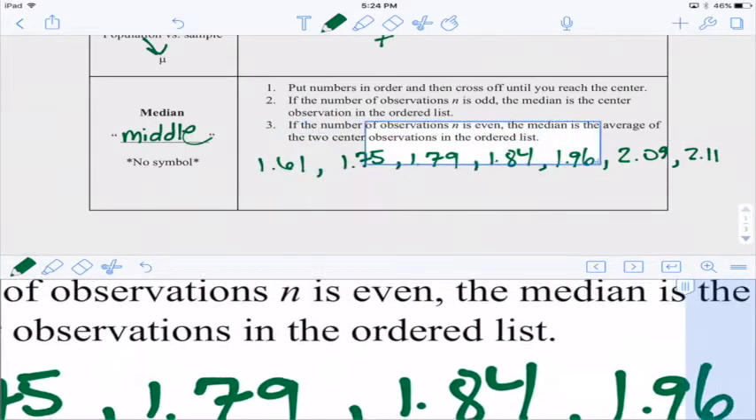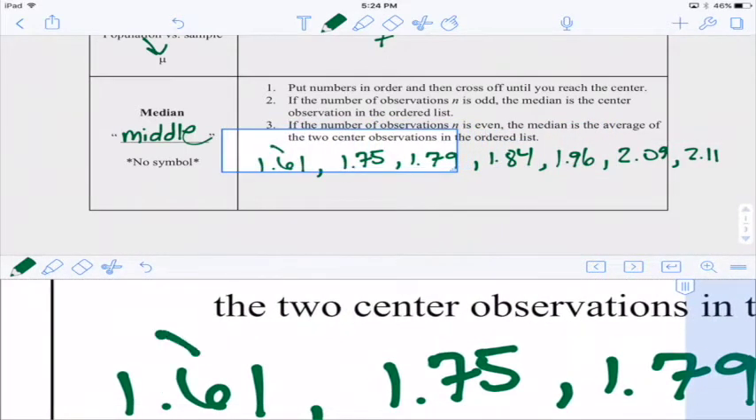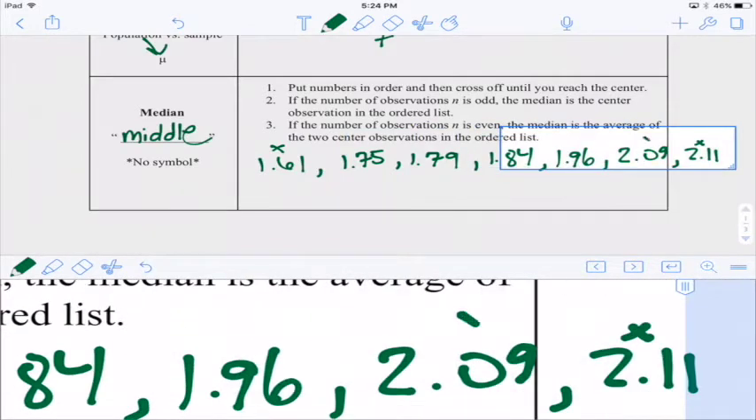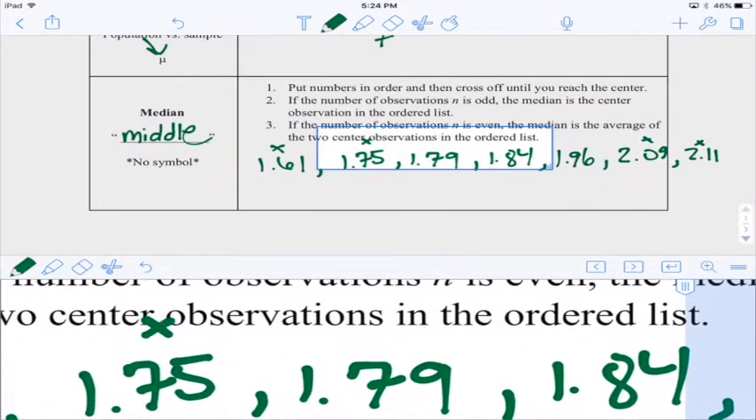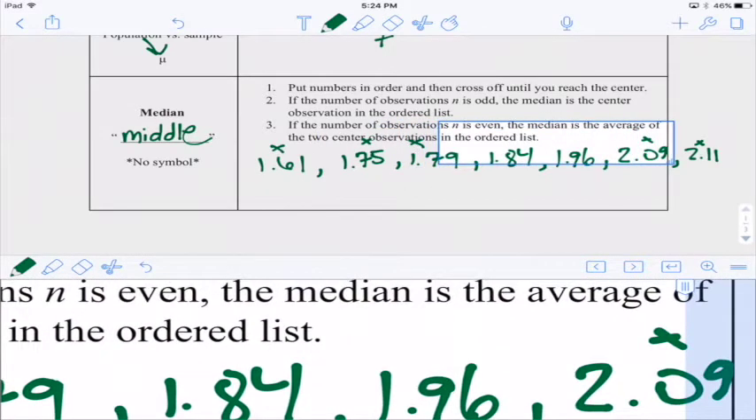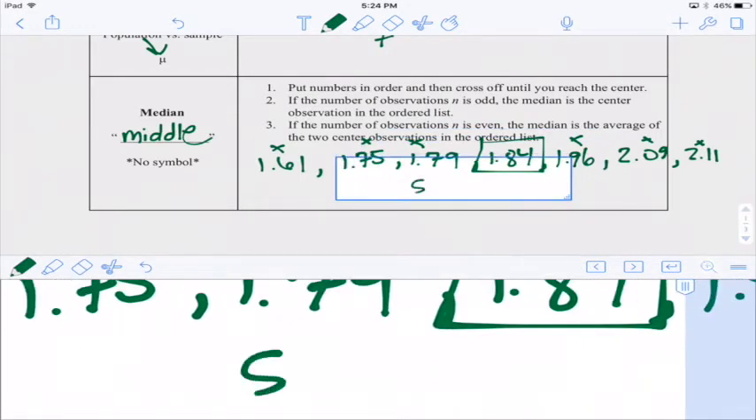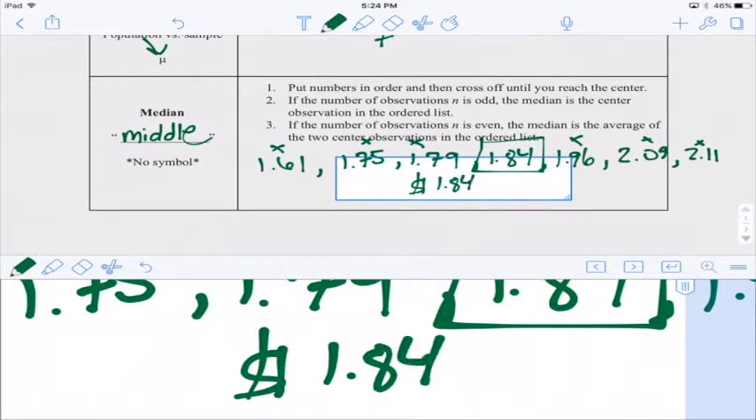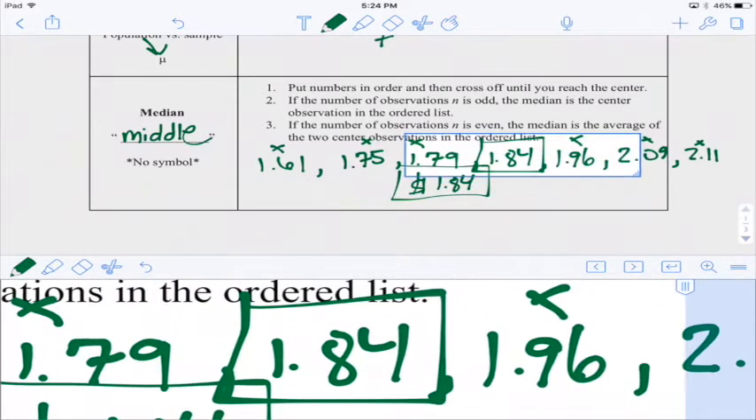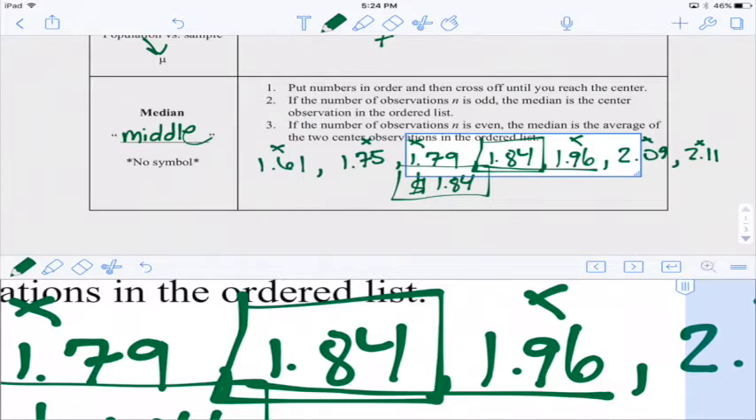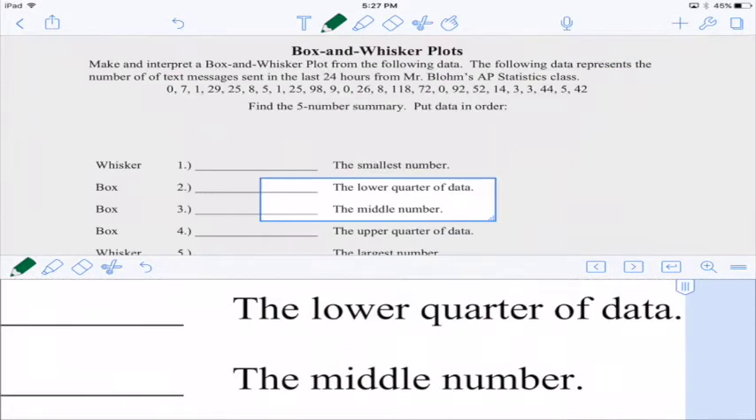All right, so I've got all my numbers in order, and I'm just going to cross them off one at a time, one from each side. You could do this another way where you just look at the middle. This was an odd one, so we just have one number in the middle, 1.84. Our median is $1.84. If there were 2, then we would have averaged those. So we would have done 1.84 plus 1.96 divided by 2, and that would have been our median, but that's not the case. Now we have box and whisker plots.